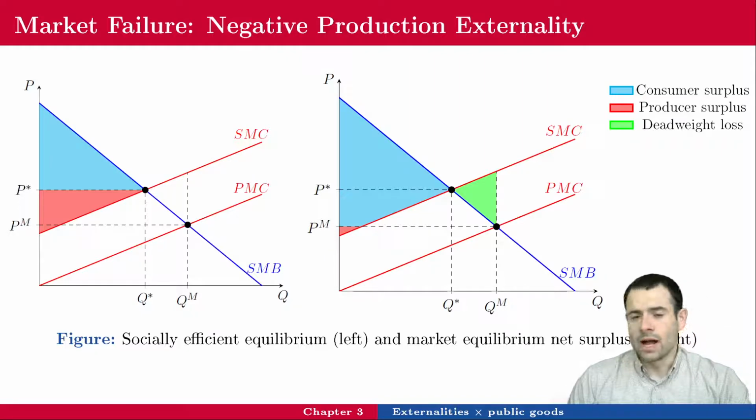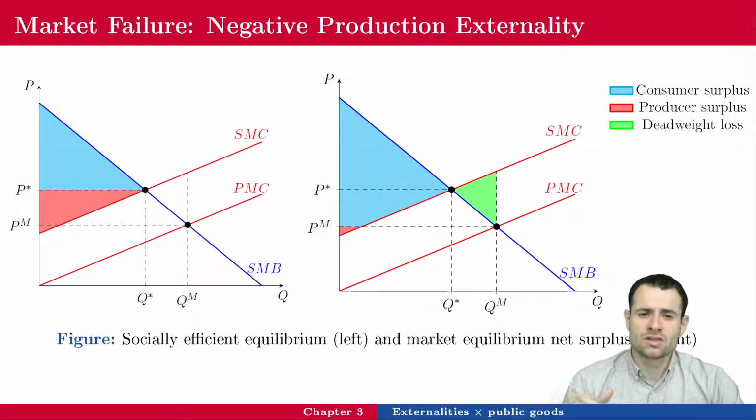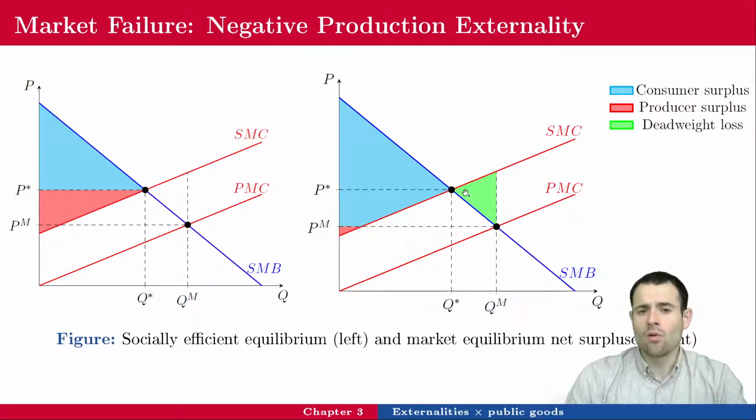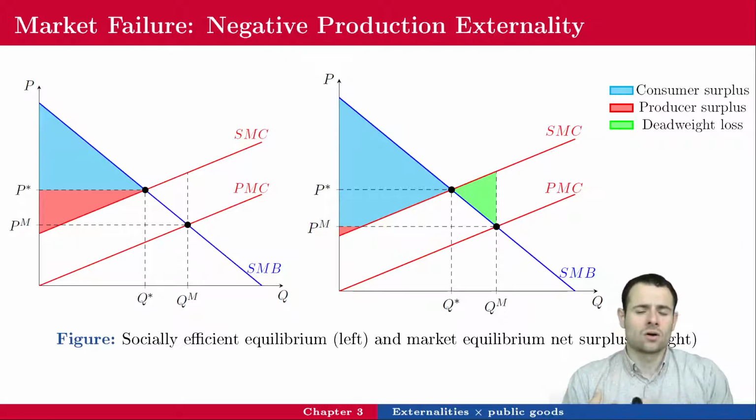And you can make the same analysis in the case of a negative consumption externality, like smoking, the case of a positive production externality, like bee farming, or the case of a positive consumption externality, like a vaccine or the consumption of knowledge. Every time there will be a deadweight loss. Don't forget that when looking at surpluses here, we are looking at social marginal curves, because they take into account both the private marginal curves and the rest of society's utilities or costs.